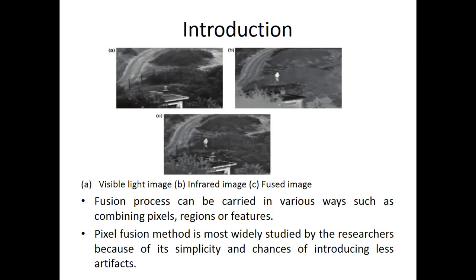We can directly combine the pixels of the two images to produce the complementary fused image, or we can combine different regions of two images or different features of the two images to obtain the complementary fusion image. Pixel level fusion is the widely studied method by researchers because it is simple, and the chances of introducing artifacts are less using pixel level fusion.